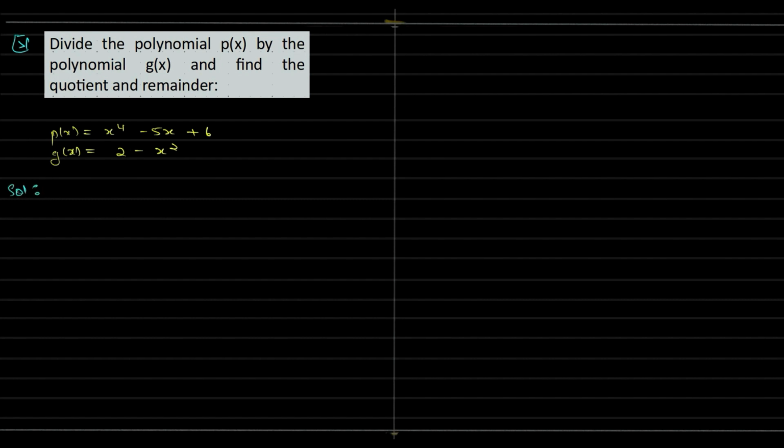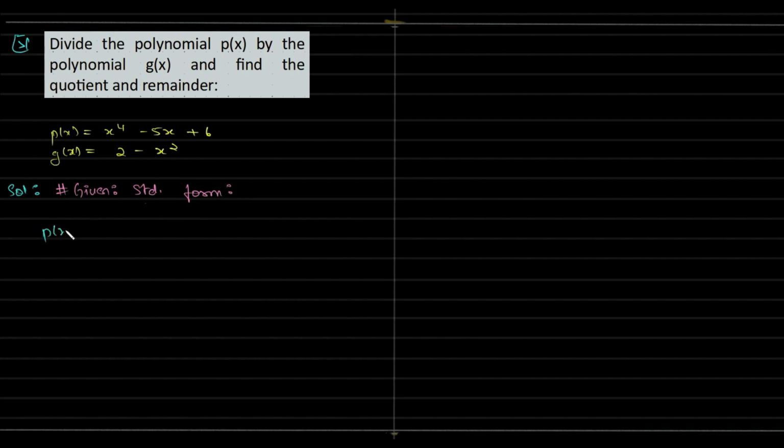So we're looking at dividing p of x by g of x and finding the quotient and remainder. So the very first thing to do with any division is to write it in standard form and add zeros where required.